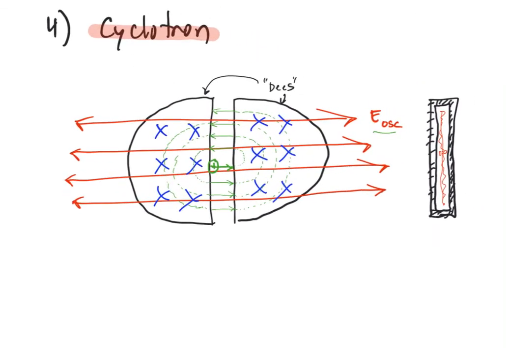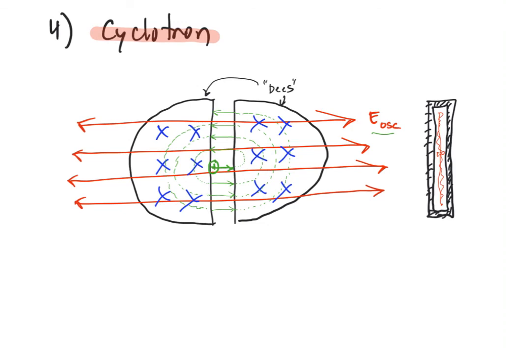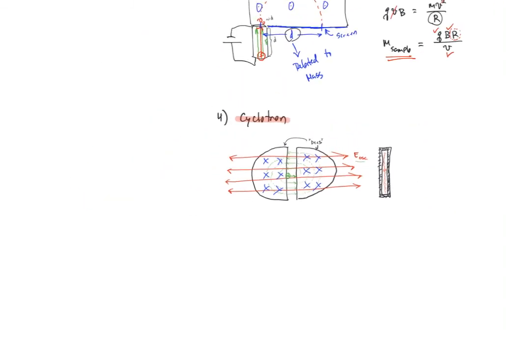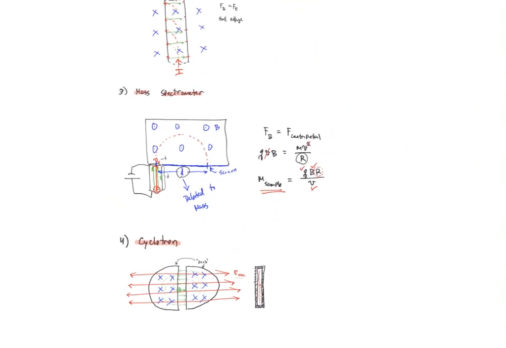So that's a cyclotron, another example of cross fields. These are all examples of cross fields, again relating the electric field and the magnetic field to one another.